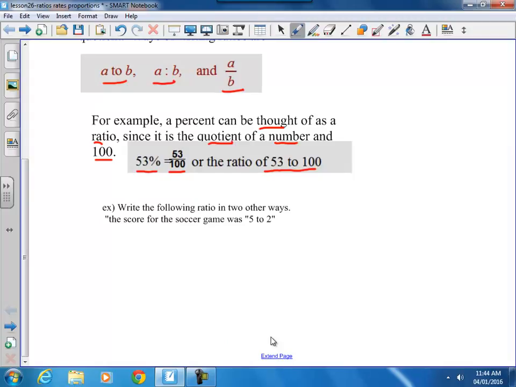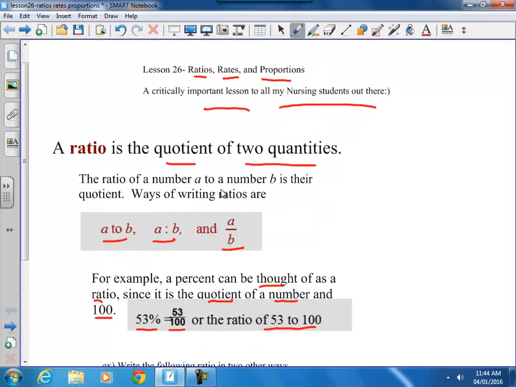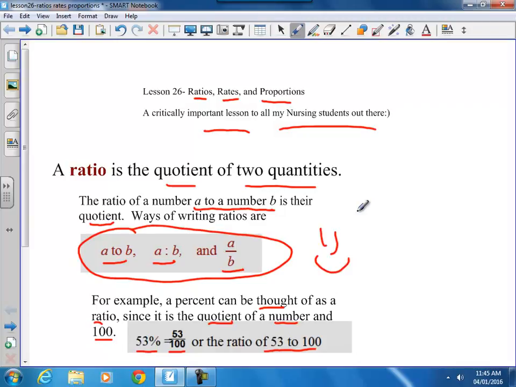So first example, the score for the soccer game was 5-2. Okay, so I can say 5-2. I can say 5:2, or I can say 5/2. All right. So thus far, that shouldn't seem too hard. So again, just reminding us that the ratio of a number A to B is their quotient, and you have multiple ways of writing it.